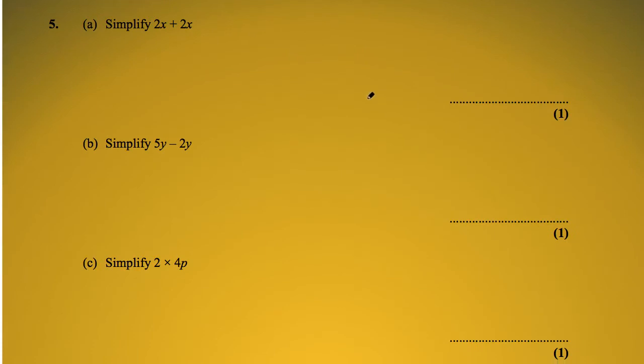Some algebra. Question 5a, simplify 2x plus 2x. How many x have we got in total? 2x and 2 more x makes 4x. We just combine the number of things that we've got.